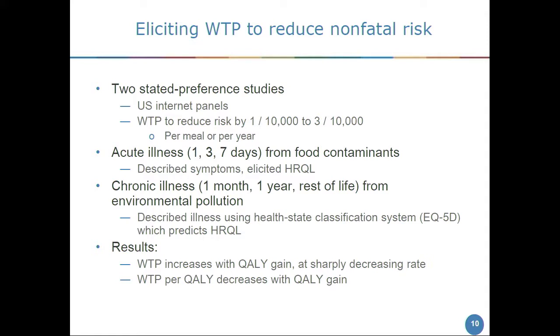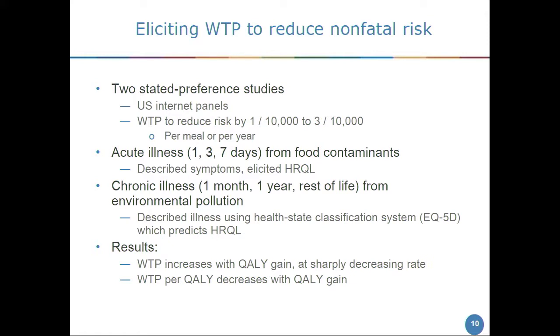The second case is chronic illness that would last a month, a year, or the rest of your life from environmental exposure. And here the risk was parts per 10,000 per year. In the first case, we described the symptoms and elicited health-related quality of life from the respondents. In the second, we described the illness using the EQ5D health classification system. We elicited willingness to pay.